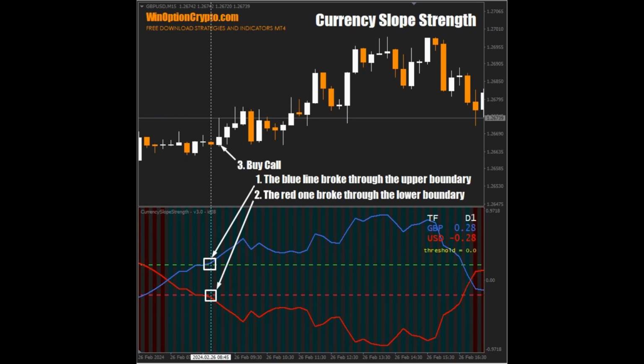So to buy call options you need: 1. For the blue line to cross the green horizontal level from bottom to top. 2. The red line of the oscillator to cross the red horizontal level from top to bottom. 3. At the opening of a new candle, we buy the call option.